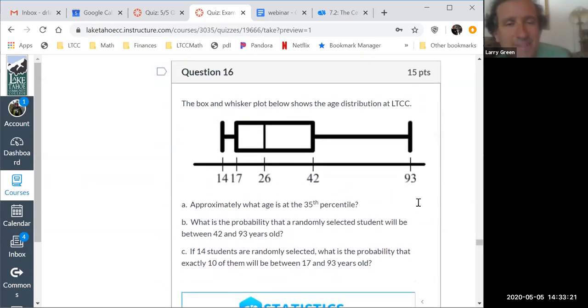Okay, getting it. Question 16. Almost done. A box and whiskers plot shows the age distribution at LTCC. What age is the 35th percentile? The key is you have to understand how to read a box and whiskers plot. What percentile is 14? A 14-year-old is what percentile? Yeah, basically 0th percentile because it's the minimum. How about a 17-year-old? What percentile is a 17-year-old? Yeah, that's the 25th percentile. So notice that we want the 35th percentile. It's got to be older than 17. How about 26? What percentile is that?